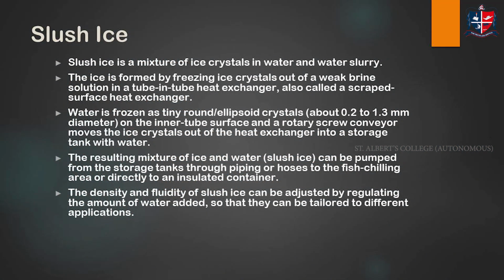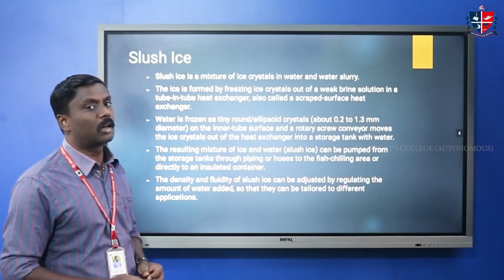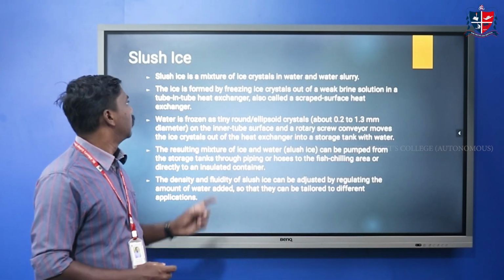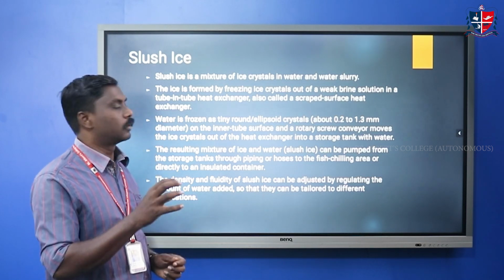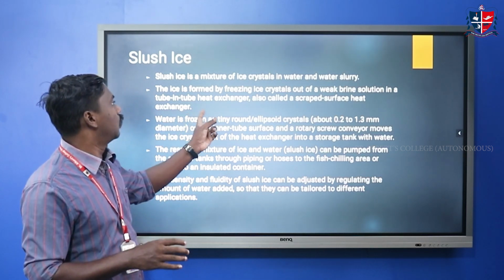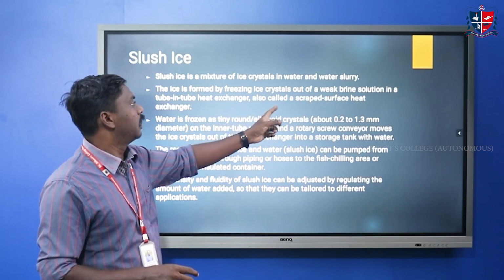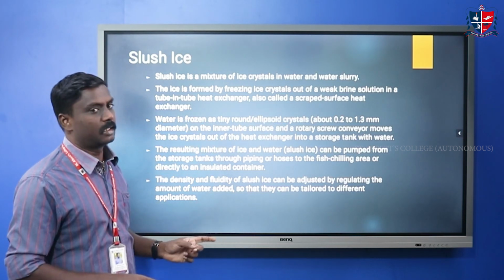The next one is slush ice. Slush ice is a mixture of ice crystals in water, a slurry. The ice is formed by freezing ice crystals out of a weak brine solution in a tube-in-tube heat exchanger, also called a scraped surface heat exchanger.